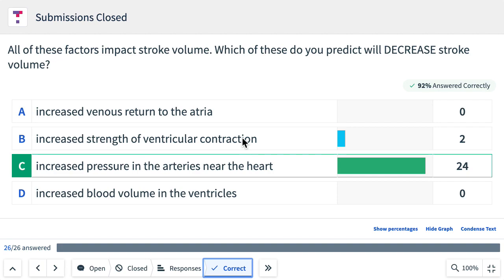So increased pressure in the arteries near the heart. What is the word for that? Afterload. It is afterload. The pressure that you're pushing against is the difference in pressure between 2 points, right? If the ventricles generate X amount of pressure and this amount of pressure is double what it was before, then you're going to have less leave. The delta P is less. And then increased blood volume in the ventricles is directly related to EDV, right? Does that make sense? Everybody good with that? Okay.